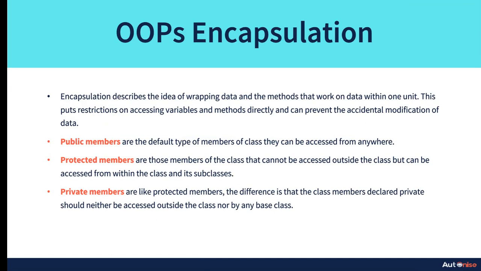Encapsulation. Encapsulation describes the idea of wrapping data and the methods that work on data within one unit. This puts restrictions on accessing variables and methods directly and can prevent the accidental modification of data. What this means is that, like earlier in inheritance, we were able to use any property and any method of the parent class. But what if we want to hide some detail inside the parent class? What if there are some parameters we don't want our object to access from the outside?